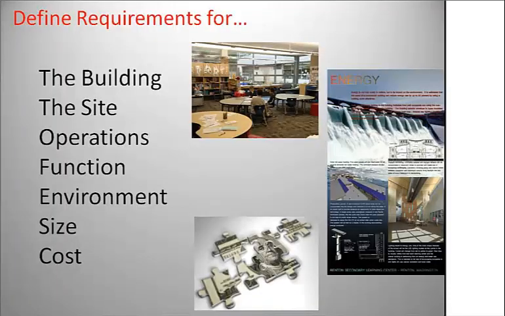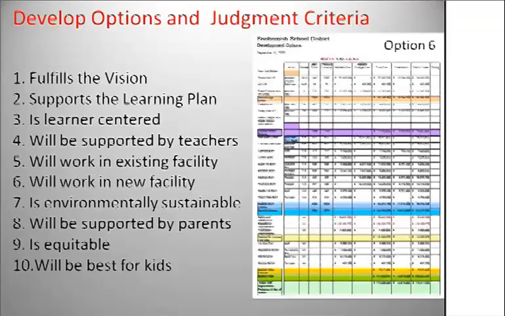And as we move on, the next step would be to determine the requirements for the building. How is the building going to be designed? How is it configured? How is the site going to be designed and configured? How are the building and site going to operate? How are the different areas going to function? What is the environment within the building and outside of the building going to be like? The size, of course, cost. And this occurs using focus groups, questionnaires, and interviews with all of the stakeholders in the project.